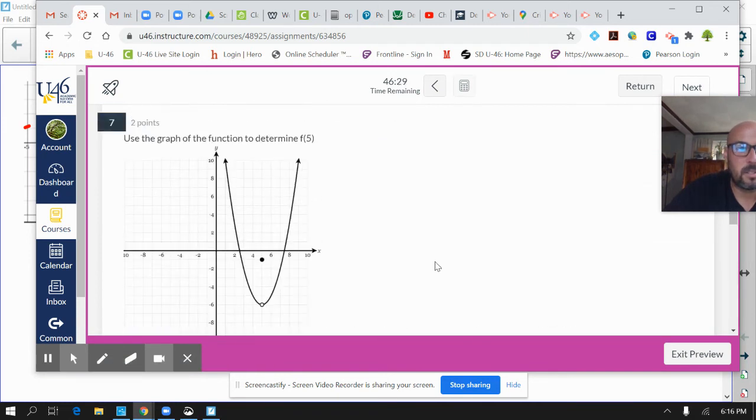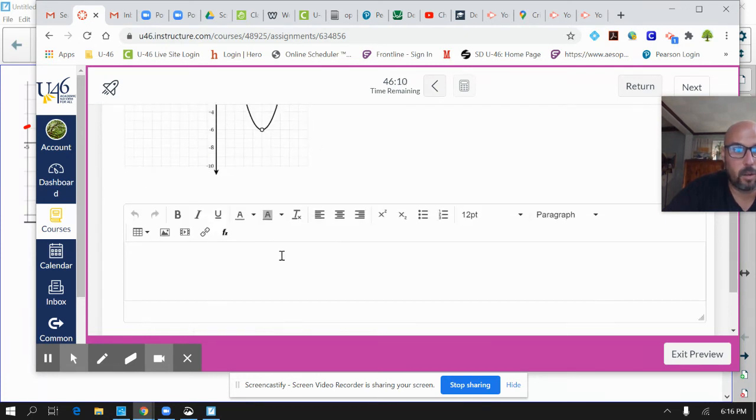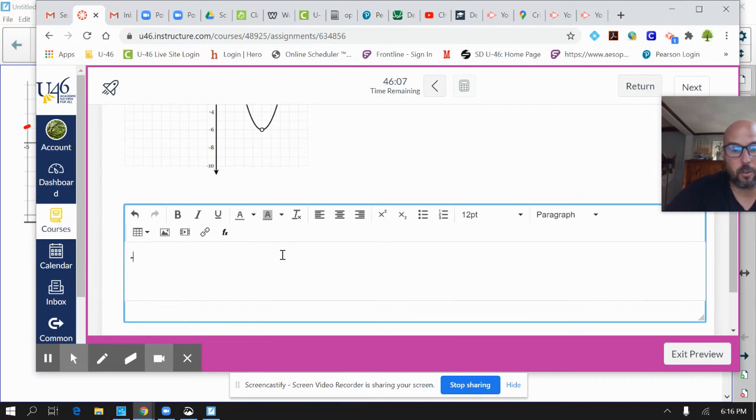Moving on to number 7. It doesn't say show work. So if you do show work, that's a bonus, but you're not obligated to. Find f of 5. That means 5 is the x value. What's the y value when x is 5? Here's when x equals 5, and it looks like the y value is right here at -1. So you could just write that and get full credit. I would prefer a complete sentence that f of 5 equals -1. That's full credit. May God have mercy on your soul if you write that f of x equals -1, because f of x is the whole function. F of 5 equals -1.